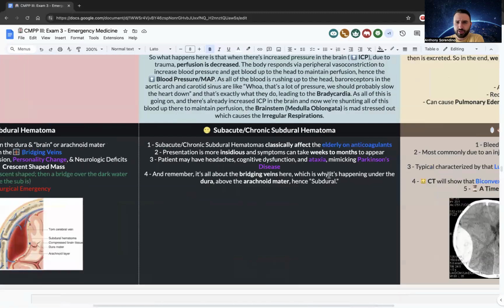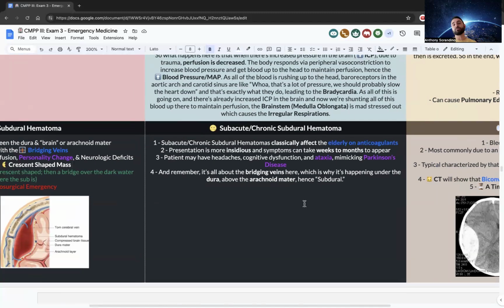But there's the subacute. Oh, you'll get this with elderly on anticoagulants. So it's just kind of a spontaneous head bleed. So it's going to be more insidious. They might have headaches, cognitive dysfunction, ataxia. It could even mimic Parkinson's. Yeah, and it's those bridging veins, and that's why it's called a subdural. It's the bridge between the dura mater and the arachnoid mater. So that's why it's called subdural.